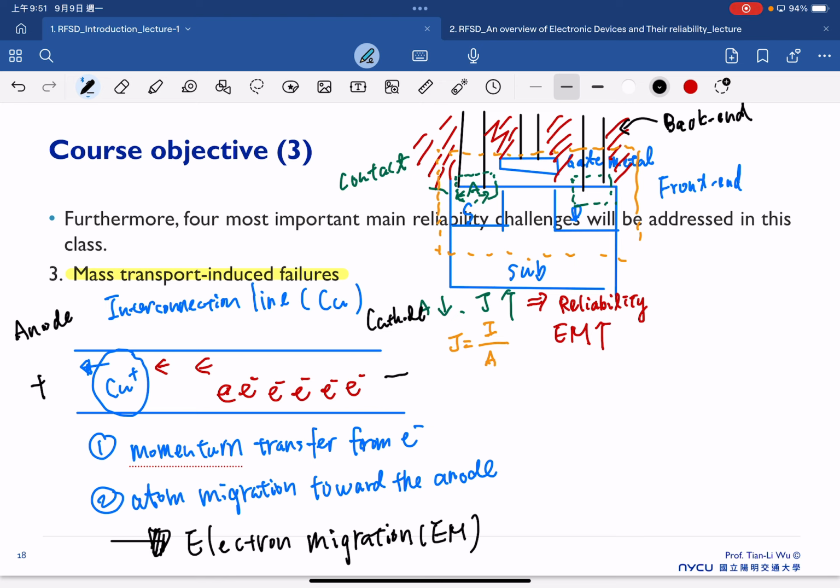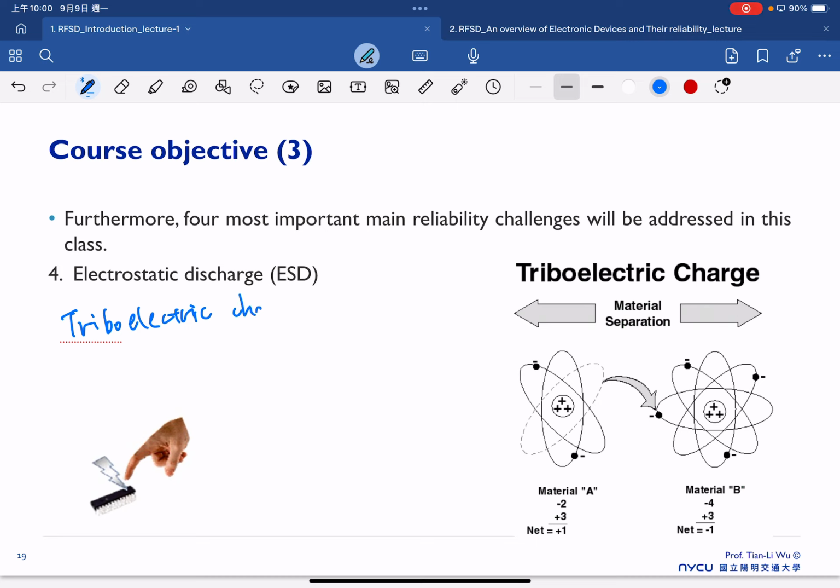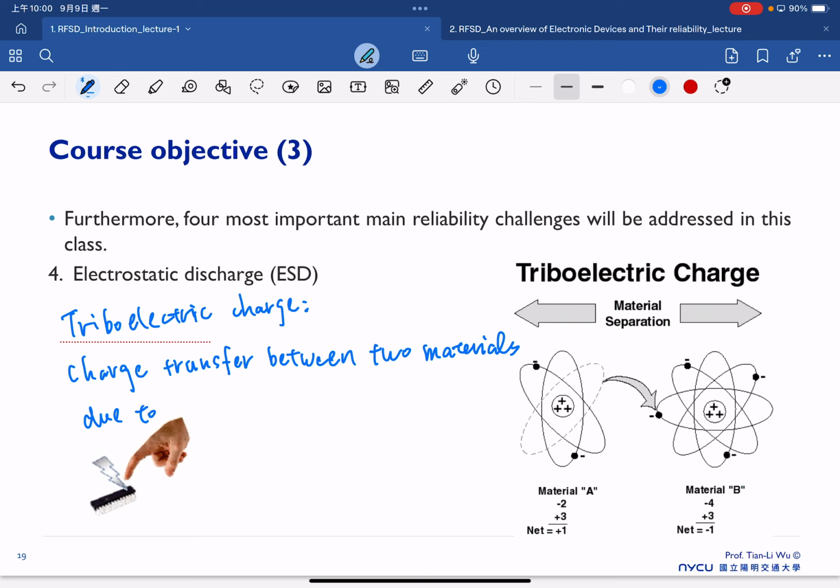I think the triboelectric effect is something you have already experienced in daily life, especially in the winter season or in very dry regions. You always get shocked if you touch some specific material, for example some metal. Once you touch it, you will certainly feel a shock. That is what we call the triboelectric charge, 摩擦放电. So basically, we have charge transfer between two materials due to contact and separation.